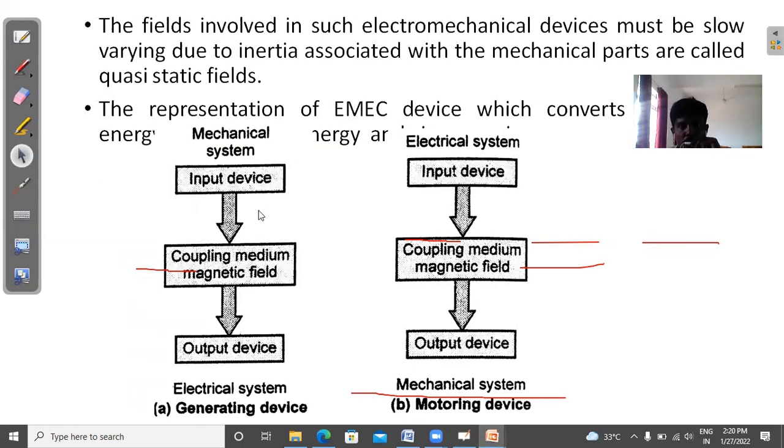This is the block diagram of electromechanical energy conversion devices, for generating devices and for motoring devices. Both devices have an energy conversion process. For generating devices, the input is mechanical energy and the output is electrical energy. For motoring devices, the input is electrical energy and the output is mechanical energy. This is called the electromechanical energy conversion process.